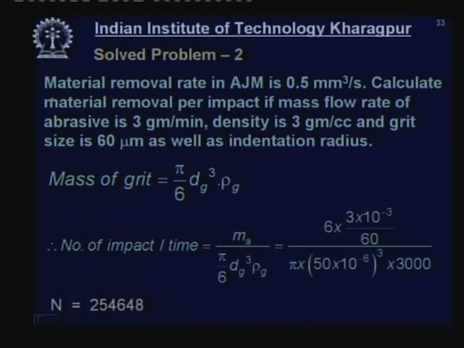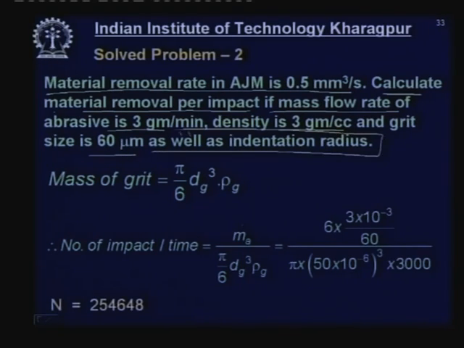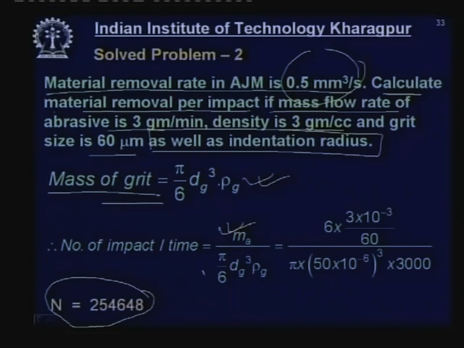The second problem, material removal rate is given, calculate material removal per impact. This is another very good indicator. If mass flow rate of the abrasive is given, density is given and the size of the abrasives are given, as well as you have to find out the indentation radius. How do I do it? First I will estimate how much is the mass of the grit. I can estimate by this. Once I know the mass of the grit, the mass flow rate is given, I can find out what is the number of impacts per unit time. This is my mass flow rate, this is my mass of a single grit. So, these many impacts are occurring per unit time.